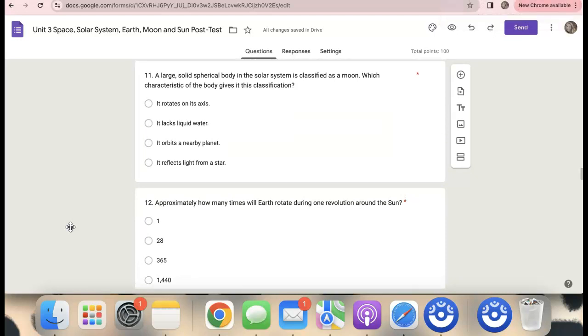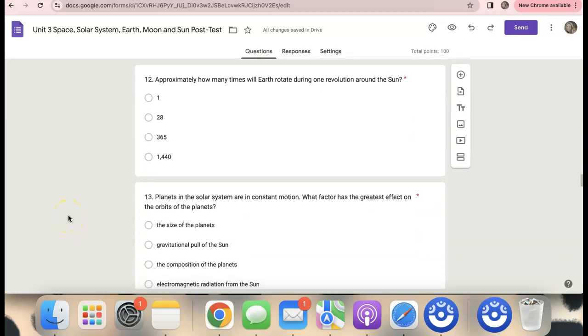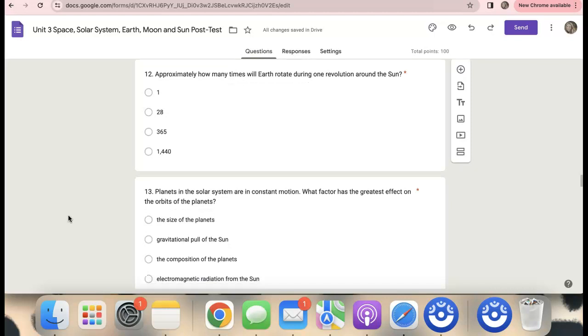Number 11. A large, solid, spherical body in the solar system is classified as a moon. Which characteristic of the body gives it this classification? It rotates on its axis, it lacks liquid water, it orbits a nearby planet, or reflects light from the star. Number 12. Approximately how many times will Earth rotate during one revolution around the Sun? Once, 28 times, 365 times, or 1,440 times.